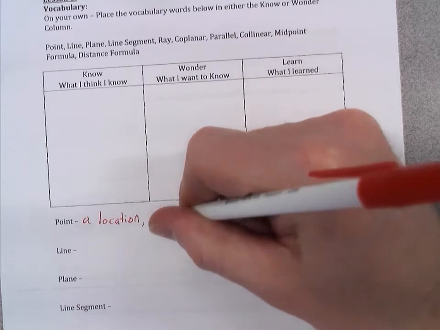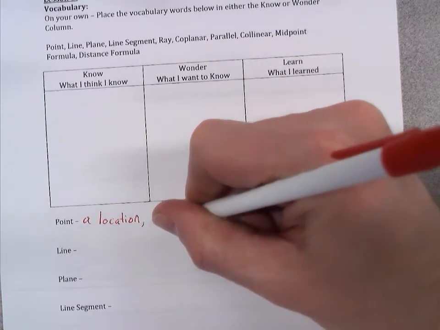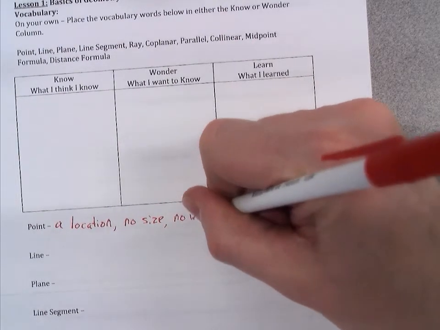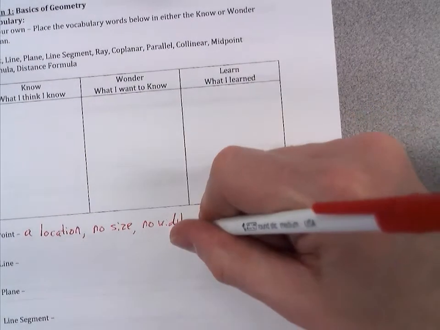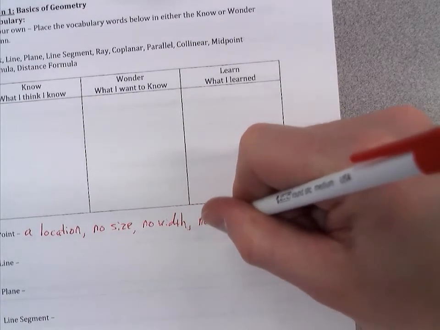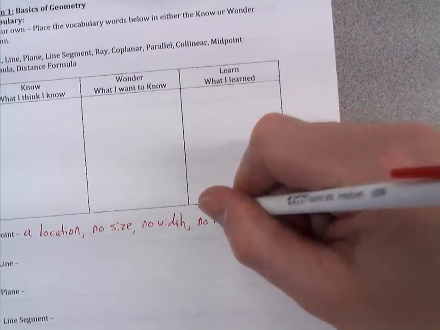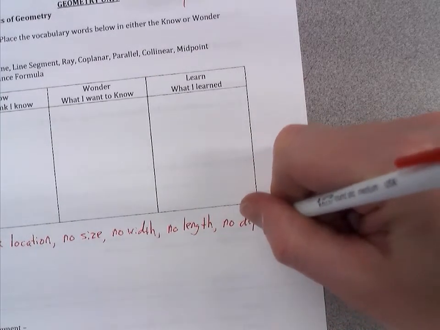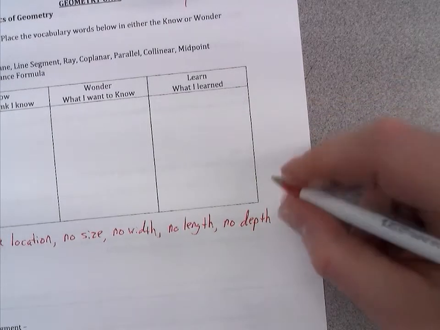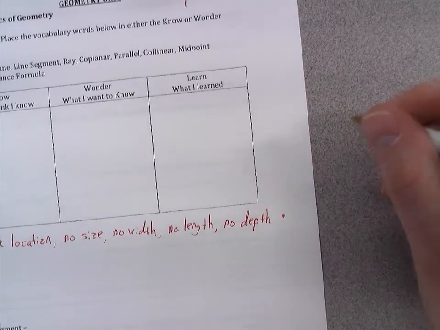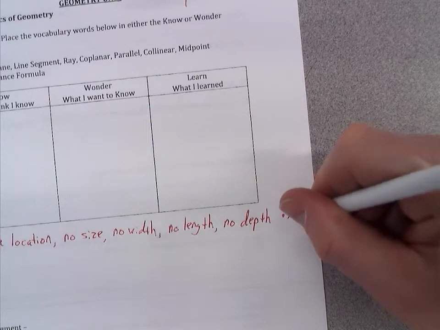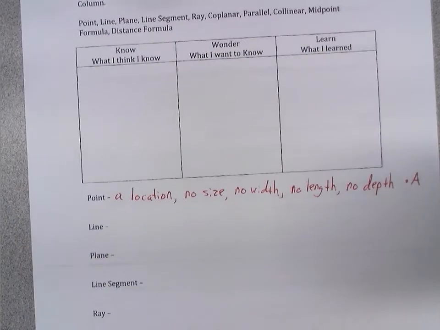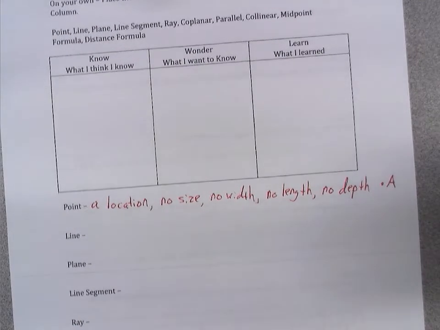It has no size, no width, no length, okay, and no depth. That is a point. So for example, like a point on a graph, there's a point, and we could label it. Like this could be point A or point B, okay? So that is the definition of a point.